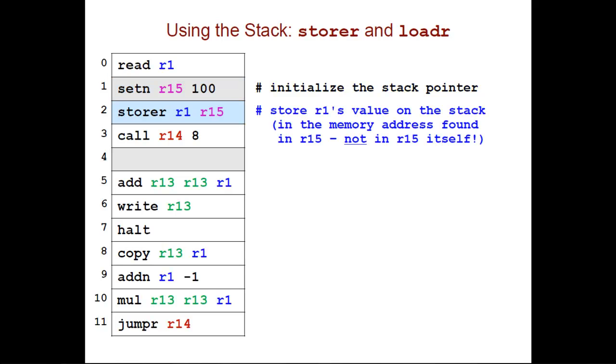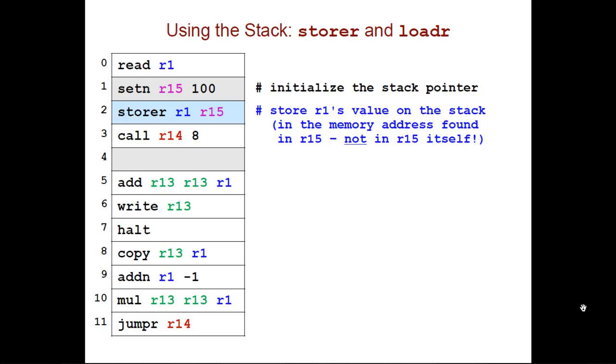Then, before making the function call, we want to store the value of R1 on the stack. To do so, we use an instruction called loadr. It takes two arguments, the register whose value we want to store, and the stack pointer. And the important thing to realize here is we're not storing the value of R1 in R15. We're storing it in the memory address that is found in R15, which in this case is memory address 100, which is where our stack begins.